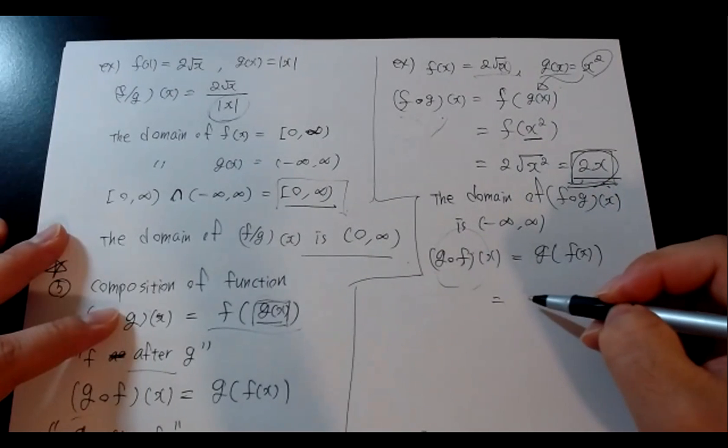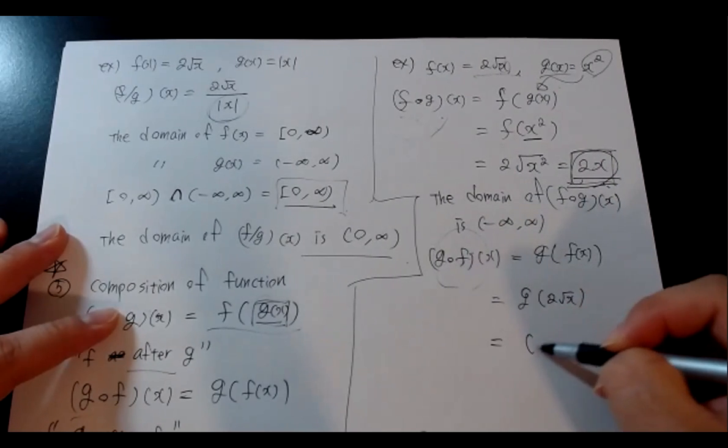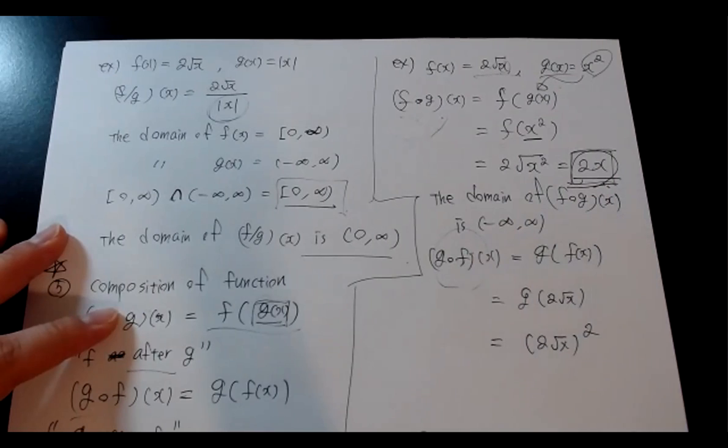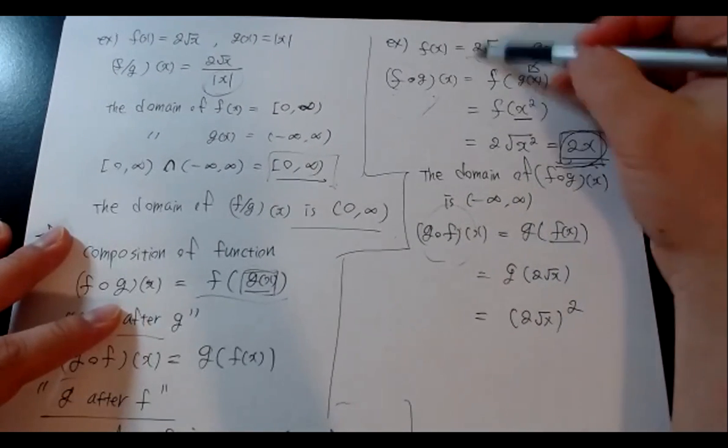This is equal to g of what? 2 times square root of x. This is equal to 2 times square root of x squared. So what is f? f is 2 times square root of x, right?